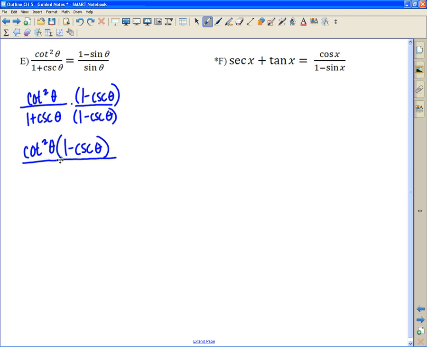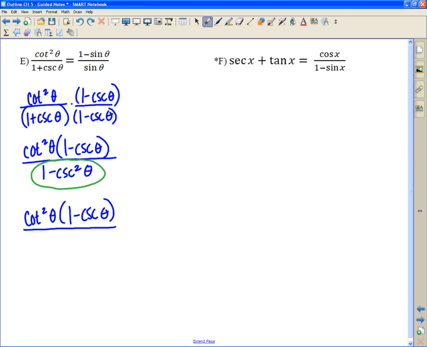On the bottom, I get foiling this out. The reason why I decided to FOIL out is because I know that cosecants and cotangents have a Pythagorean relationship. So I went ahead and wrote 1 minus cosecant squared theta. Once I had that, I thought, what could I change this to? What does 1 minus cosecant squared actually equal? Well, it does have a Pythagorean identity. Cotangent squared theta times 1 minus cosecant theta. The Pythagorean identity is that you can manipulate the equation so that 1 minus cosecant squared actually turns out to be negative cotangent squared.